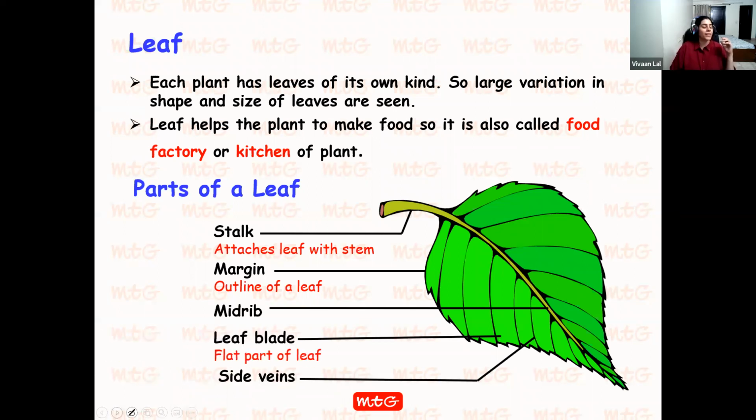Children, listen carefully. This is the leaf blade, which is the flat part of the leaf. Now, when you see a leaf, it's basically green in color because it has a green color pigment called chlorophyll. And the leaf is also flattened. The whole flat part of the leaf is known as the leaf blade, and that's where the green color pigment is stored.